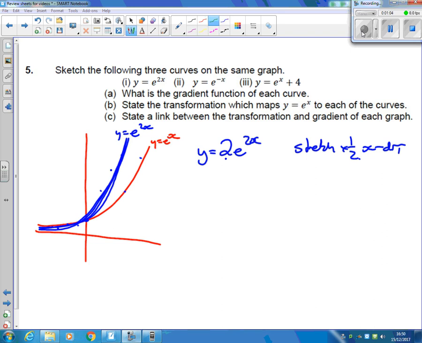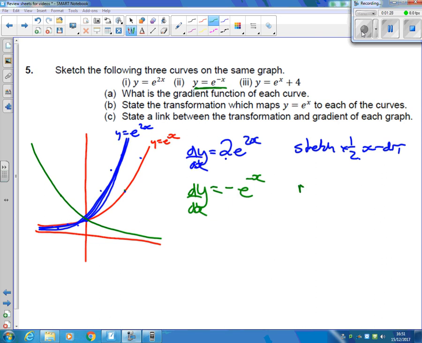Let's try another color here then. So this time here we're going for the e to the minus x graph. So this is the one that goes down like this. So this time the gradient is the exact opposite of what it was before. So this is minus e to the minus x is what dy by dx is going to be. Sorry, that should have said dy by dx there.